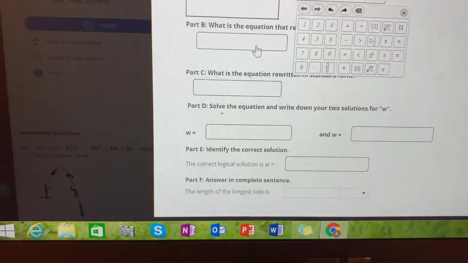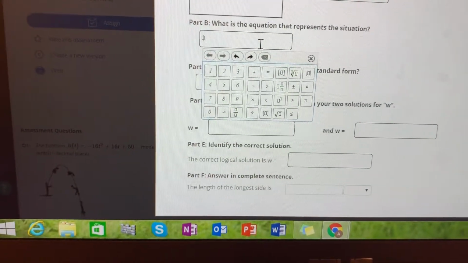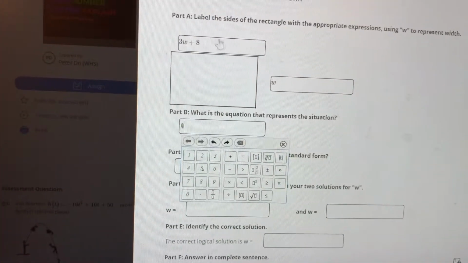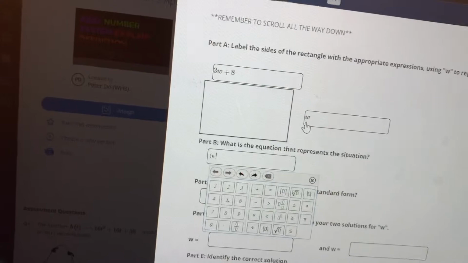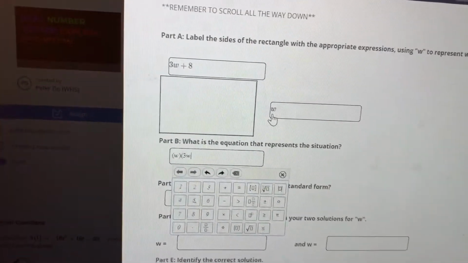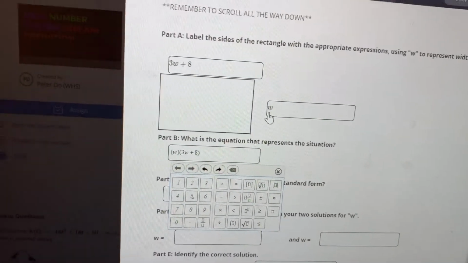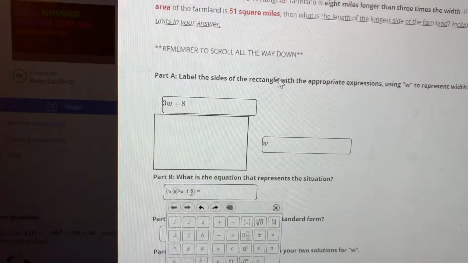And this is going to be W. And then I'm going to go ahead and write the equation that represents the situation. We should know that area is length times width. So I'm going to go ahead and multiply those two. And they tell me that the area is equal to 51.